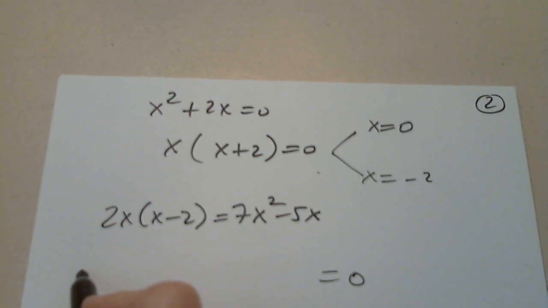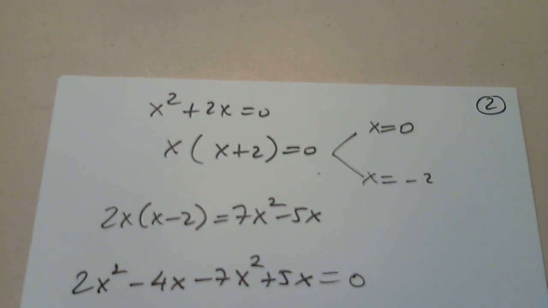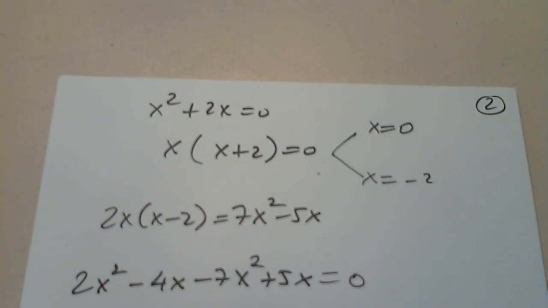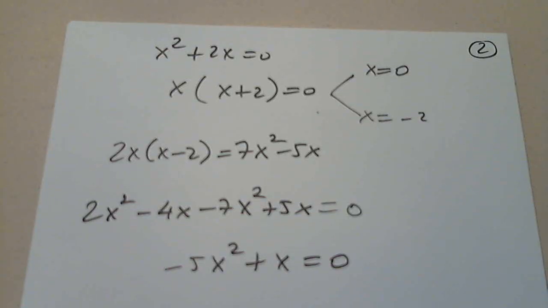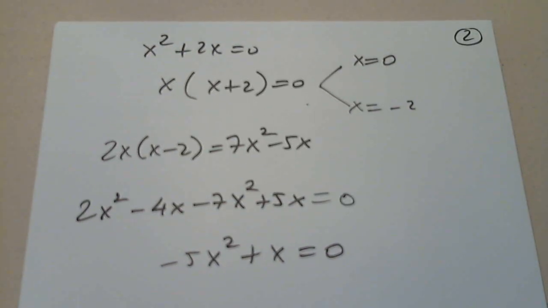So I have 2x² - 4x - 7x² + 5x. This is a must. I have to distribute and I have to move these terms, and that changes their sign. So this is -5x² and this is +x = 0. Again, you already know my style. If you like it, adopt it. If you don't, that's fine too.